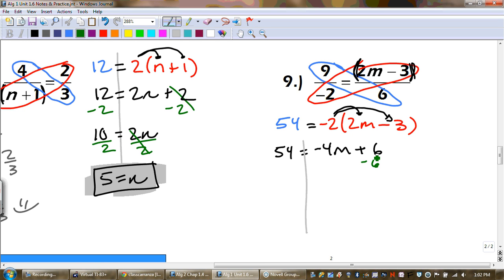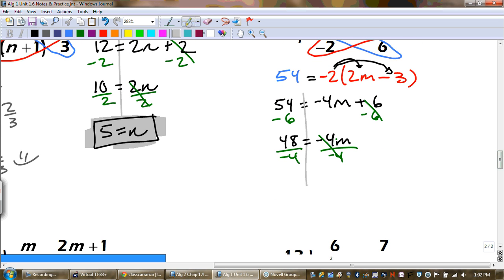So we have to subtract 6 to both sides because we're trying to get the m all by itself. And to get rid of multiplication right there, we have to divide both sides by negative 4. And our answer would be negative 12 equals m. Okay, and that's it.